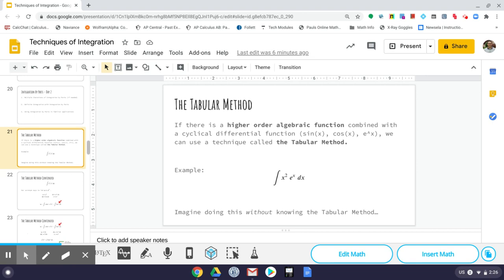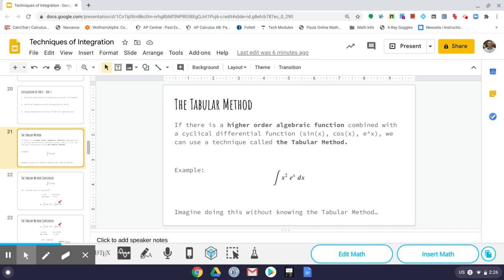So we notice we've got this higher order algebraic function, which is x squared, x to the second, multiplied by a cyclical differential function, which is e to the x. I want us to just start by imagining that we don't know the tabular method. Not that you know it yet, but you didn't even know it existed, or that there was a different way of doing this. So imagine doing this without it.